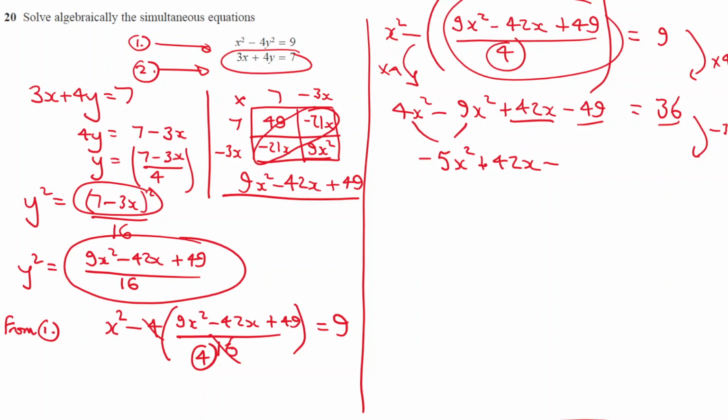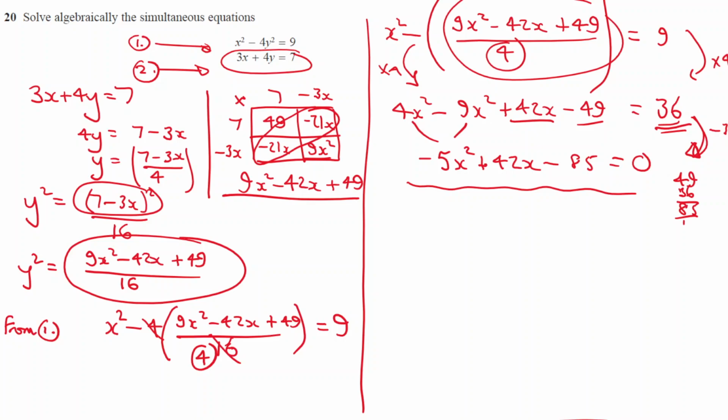So minus 49 subtract 36, so 49 and 36 is 85. That then equals 0. So what I've done there, just to reinforce that, I've subtracted 36 from both sides because I want one side to be 0, because then I can input these values into the quadratic formula. That's the one I'm going to head for. Okay. So I need to solve effectively negative 5x squared plus 42x minus 85 equals 0.